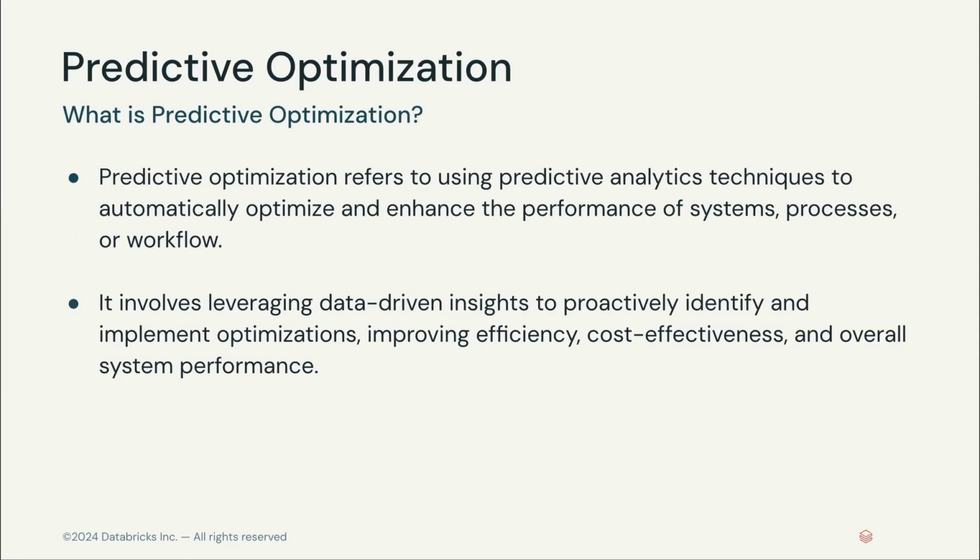Now, Databricks has also introduced predictive optimization. What predictive optimization does is it uses predictive analytics techniques to automatically optimize and enhance the performance of systems, processes, or workflows. It involves leveraging data-driven insights to proactively identify and implement optimizations, which improves efficiency, cost-effectiveness, and overall system performance. Effectively, what predictive optimization does is you allow Databricks to look at your usage patterns and determine what optimization techniques can be implemented to get the best value and the most optimization, basically the best bang for your buck.